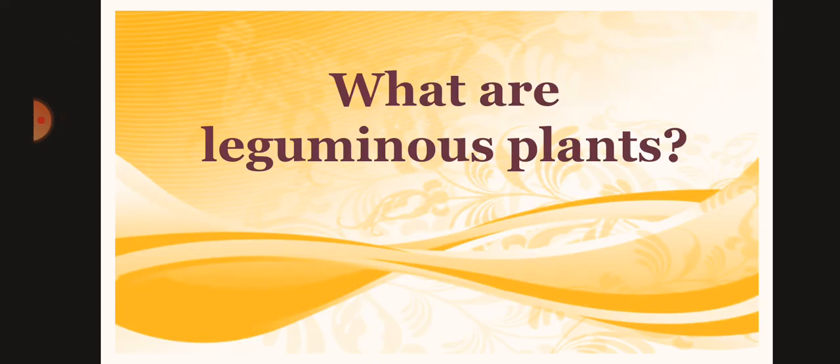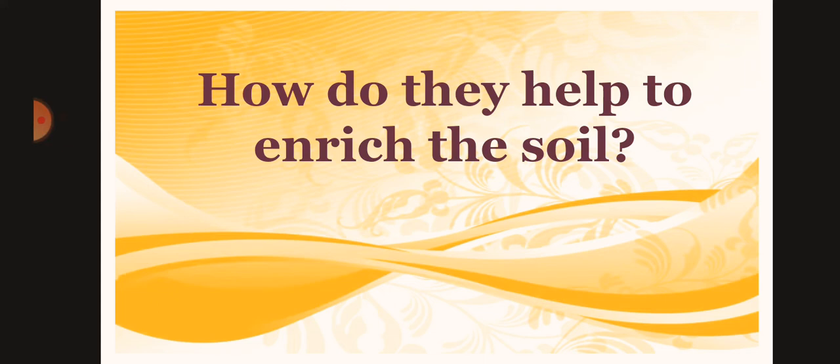If I ask you a question, what are leguminous plants? We are looking at a proper definition here. To answer that question, leguminous plants are those plants which have nodules. Some examples are beans, peas, pulses, gram dal, soya bean. These are a few examples of it. Now, the second question: how do these help to enrich the soil? What is the role of leguminous plants in increasing soil fertility or soil nutrients?